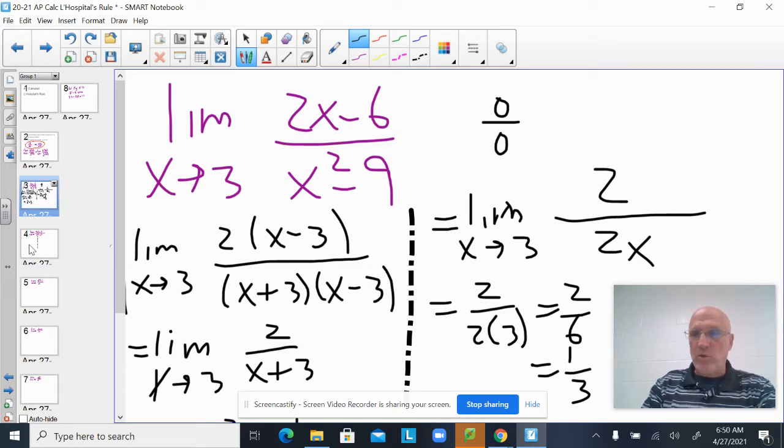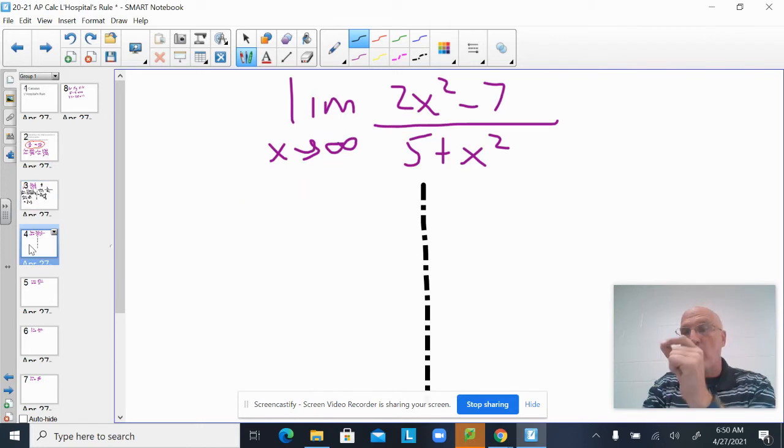Next example is also one we could have done another way. It says the limit as x approaches infinity of 2x squared minus 7 over 5 plus x squared. Well, you'll recall that as x approaches infinity, if the limit exists, that's essentially a horizontal asymptote. So really, all we needed was to pay attention to where the biggest exponent is.